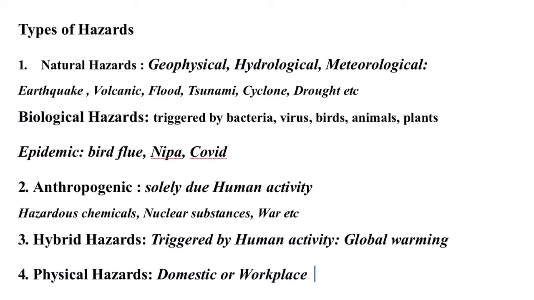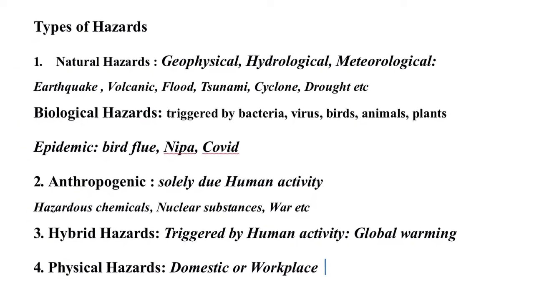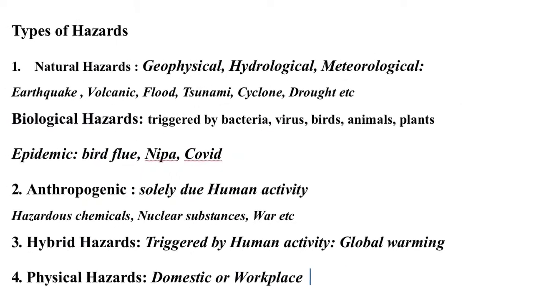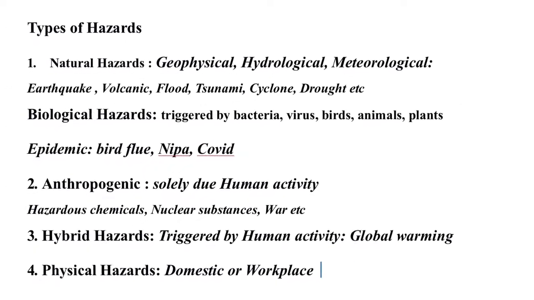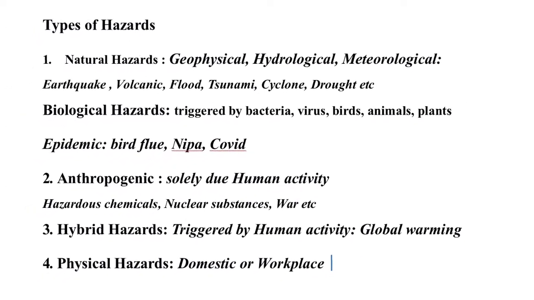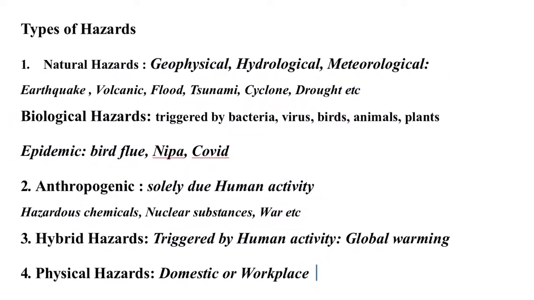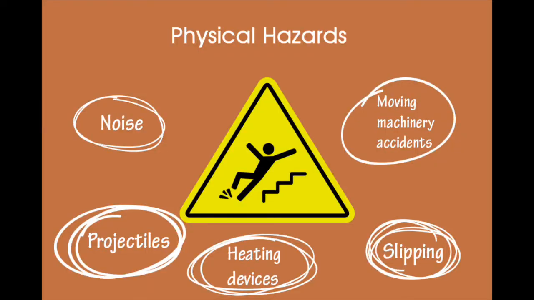Another class of hazards are physical hazards. They exist in the domestic environment or workplaces. Physical hazards pose threats even without direct contact. A few examples of physical hazards in the domestic or work environment are noise, moving machinery accident, slipping, heating, projectile or fire.